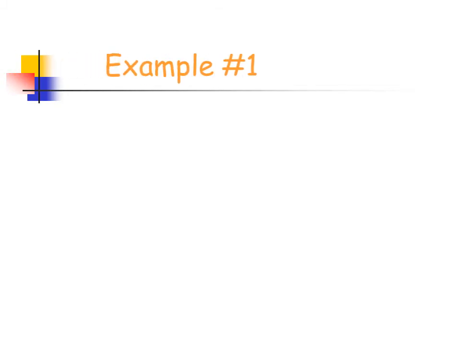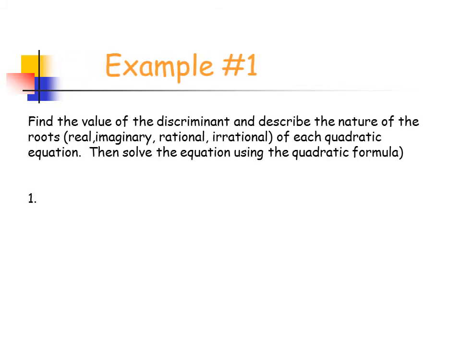So let's take a look at an example. I'd like you to find the value of the discriminant, describe the nature of the roots, which means tell me is it real, imaginary, rational, irrational, and then solve the equation. So here is your quadratic equation. You can identify your a value, which is what's in front of the x squared term. Your b value is what is in front of the linear term, or the x term. And then your c value is the very last one.